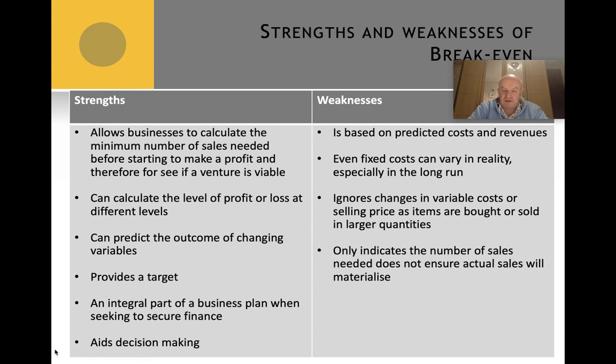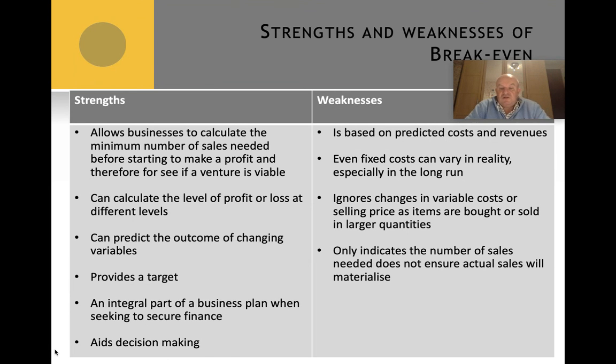Now, some of the weaknesses of break-even. In most cases, you're going to be basing this on predictions, both predicted costs and revenues. It might well be that if you've got a decent costing system, you can completely button that down and be fairly accurate. However, it's still going to be based on predictions, not reality. We've mentioned that in the long run, fixed costs can vary in reality, especially when we're talking about economics, where effectively the view is that fixed costs over a period of 12 months can change and will vary, and that essentially causes all costs to become variable.